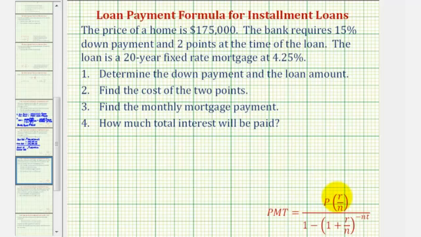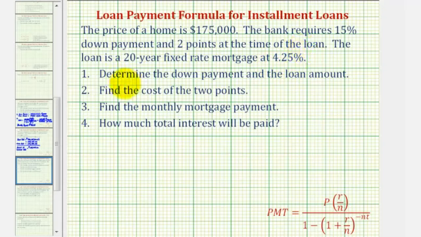Welcome to an example on how to determine the loan payment for a mortgage when there's a down payment requirement and the loan also has points. The price of a home is $175,000. The bank requires 15% down payment and 2 points at the time of the loan. The loan is a 20-year fixed rate mortgage at 4.25%.